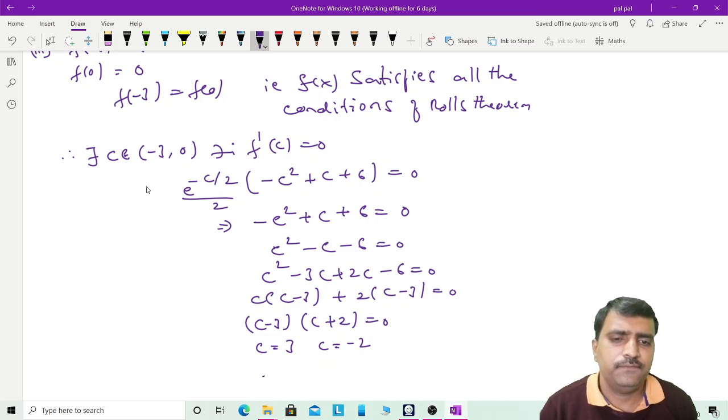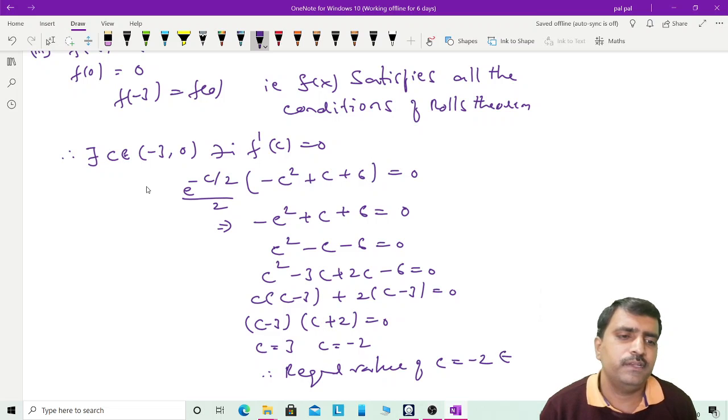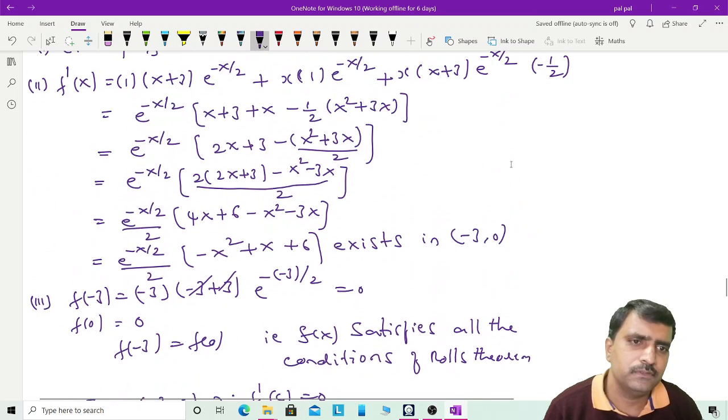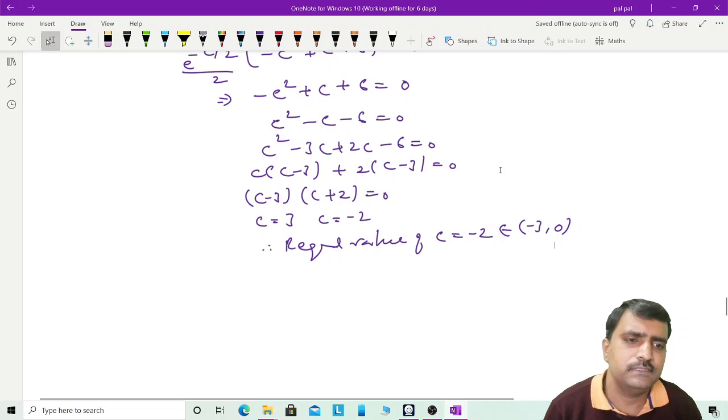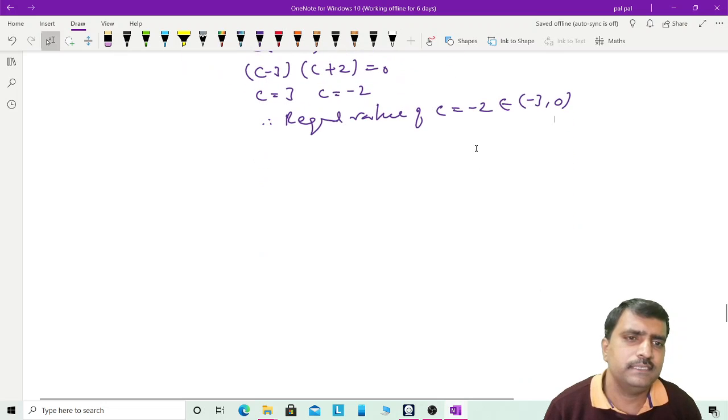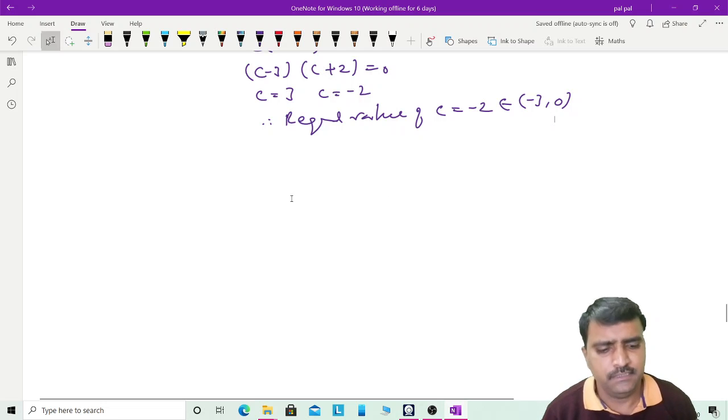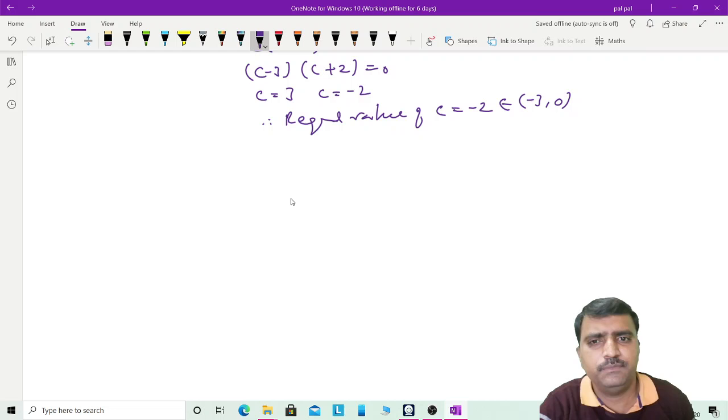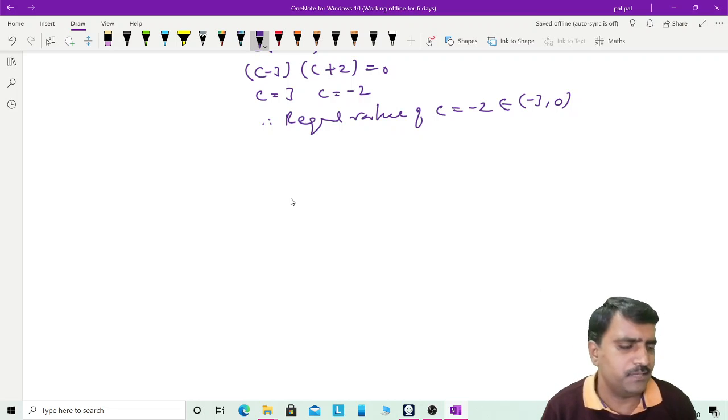So therefore the required value of c is equal to minus 2, that belongs to the interval minus 3 to 0. Is it visible or not? Yes, minus 3 to 0. C is equal to minus 2 is the value that belongs to minus 3 to 0. Hence, Rolle's theorem is verified.